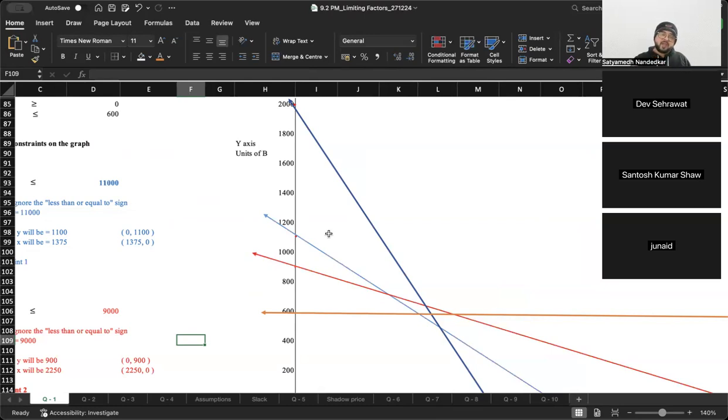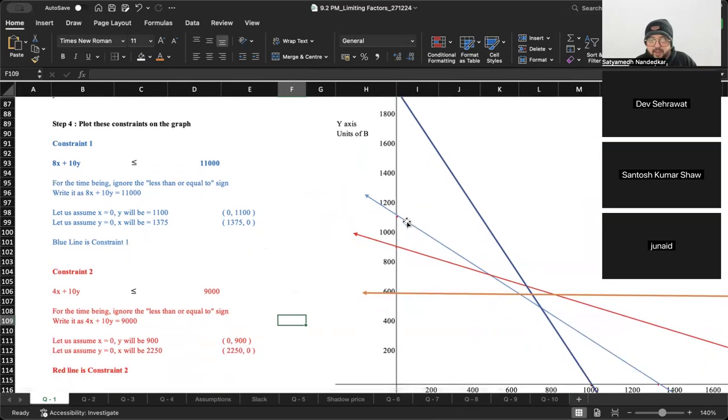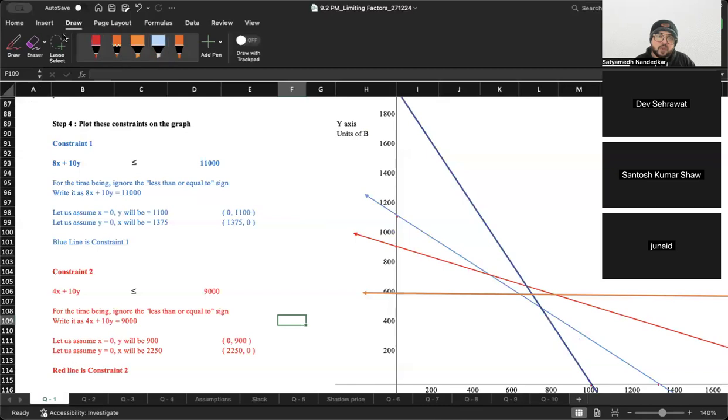Now, what they have said is 8x plus 10y less than or equal to 11,000. We have seen on the number line that if you need a value less than something, you need to go on the left or you need to go downward. This is my blue line. What does it say? It says less than or equal to 11,000. That means my answer is going to lie somewhere on the left hand side of this line, or it is going to lie below this line. So idhar aayega mera solution.